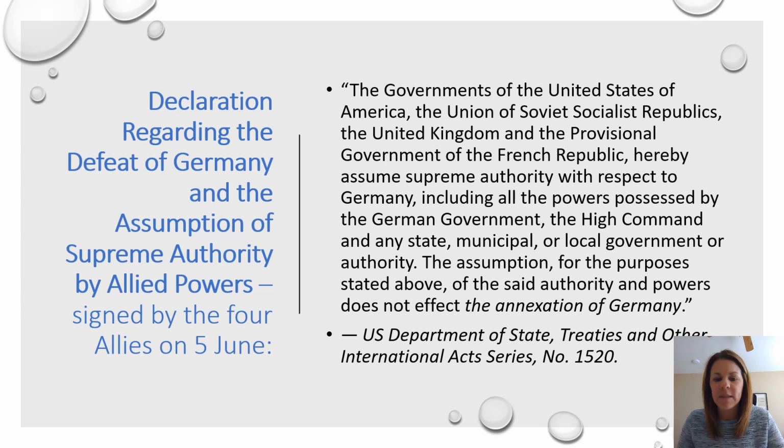The assumption for the purposes stated above of the said authority and powers does not affect the annexation of Germany. Therefore, they are not allowed to consider Germany a colony, which the USSR essentially does, which we're going to get to later, and instead is supposed to be more of a cooperative agreement. They are trying to make sure that they don't have the same situation that happened before, where Germany can quickly create its own government that is led by military leaders and usurp the agreements post-war.